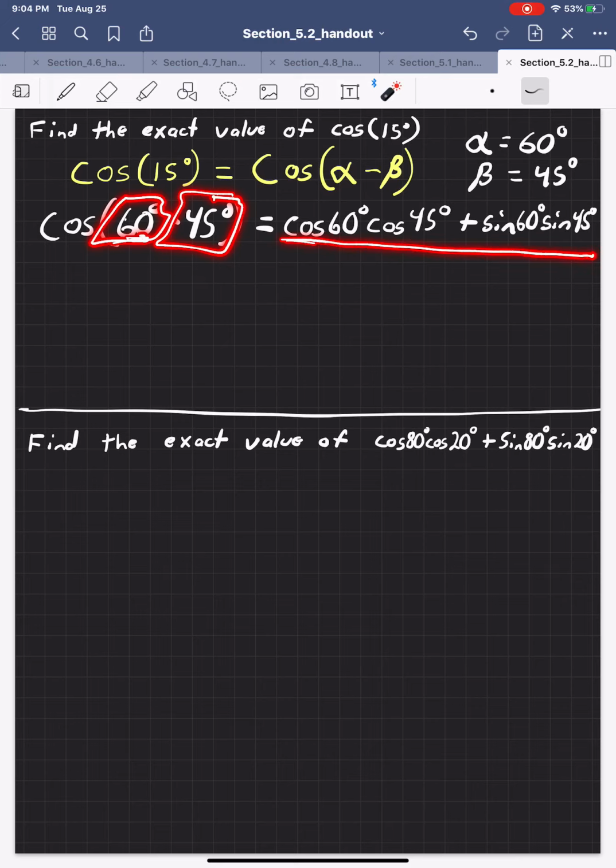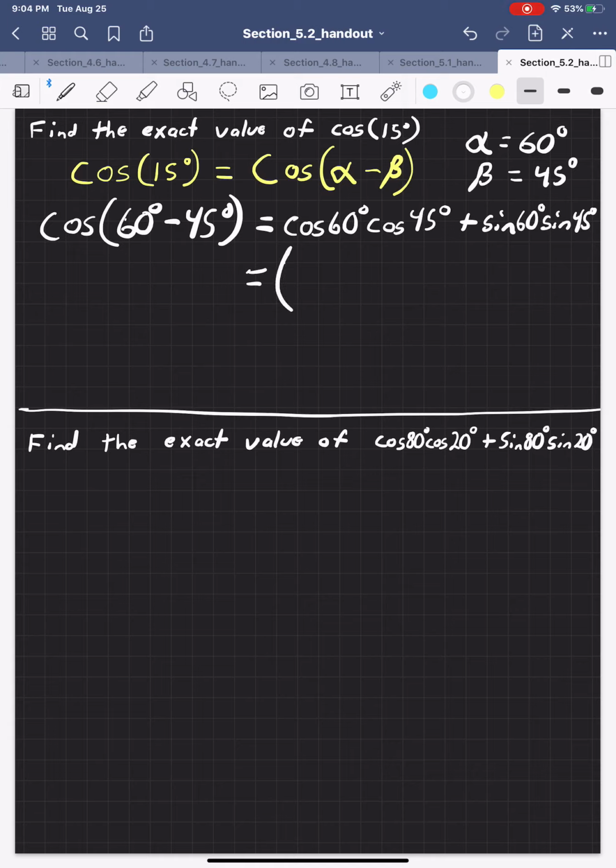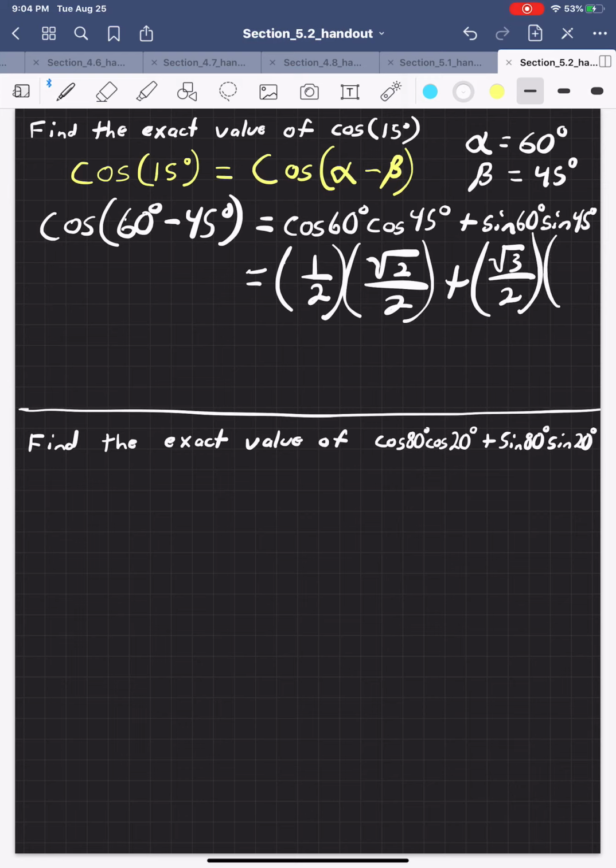Now, is cosine of 60 degrees on your unit circle? It is. So cosine of 60 degrees is 1/2. What's cosine of 45? Yep, it's the square root of 2 over 2. Now, what is sine of 60 degrees? It's the square root of 3 over 2. And sine of 45 degrees is the square root of 2 over 2.